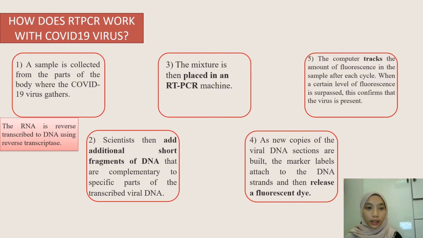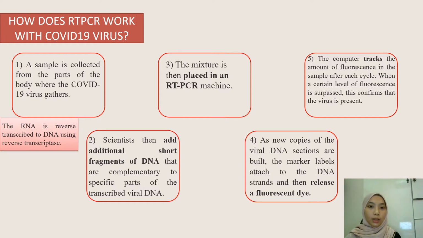The next slide is how does RT-PCR work with the COVID-19 virus? A sample is collected from the parts of the body where the COVID-19 virus gathers, such as the nose. The sample will then be treated with chemical solution to remove all the unwanted substances so that only the RNA is present in the sample. The RNA is then reverse transcribed to DNA using reverse transcriptase. Scientists will then add additional short fragments of DNA that are complementary to specific parts of the transcribed viral DNA. When a virus is present in the sample, these fragments will attach themselves to the target section of viral DNA.